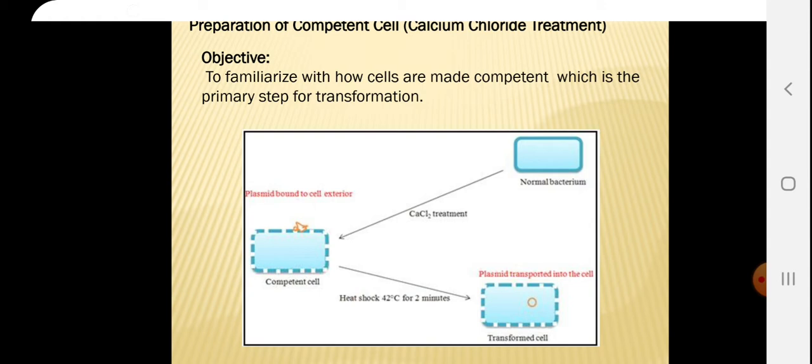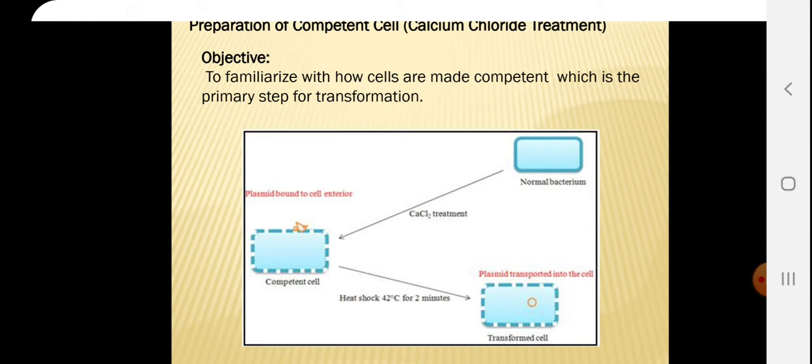DNA can then be forced into the cells by incubating the cells and the DNA together on ice, placing them briefly at 42 degrees, that we call heat shock, and then putting them back on ice. This causes the bacteria to take in DNA. The cells are then plated on antibiotic containing media.